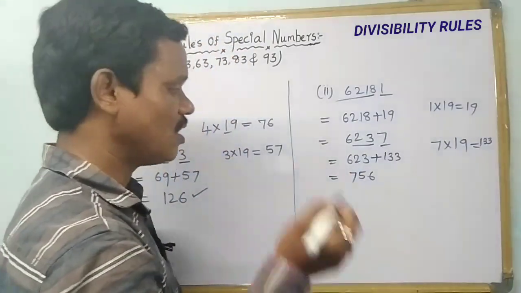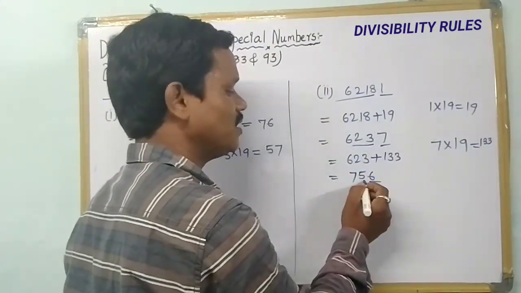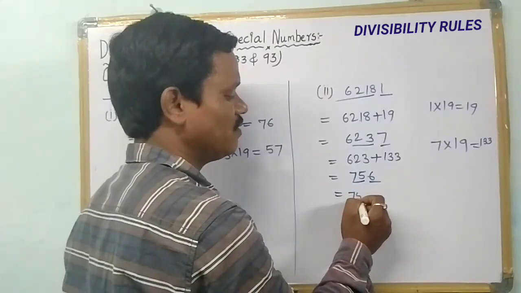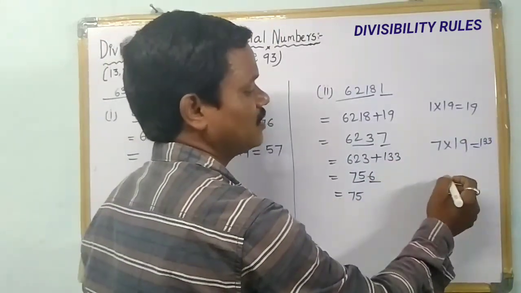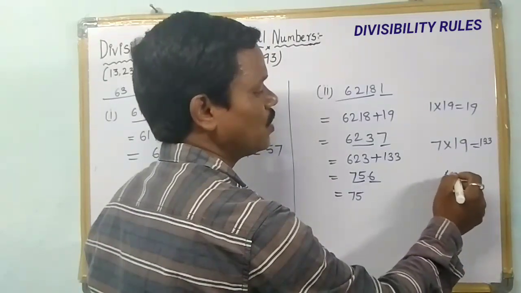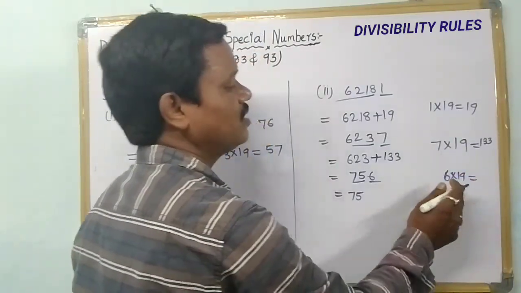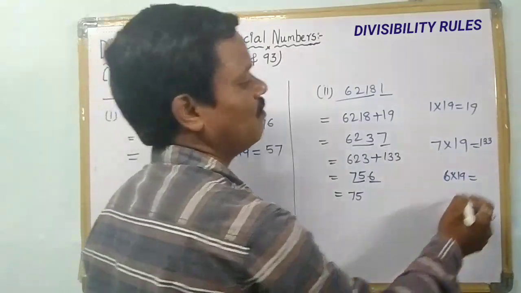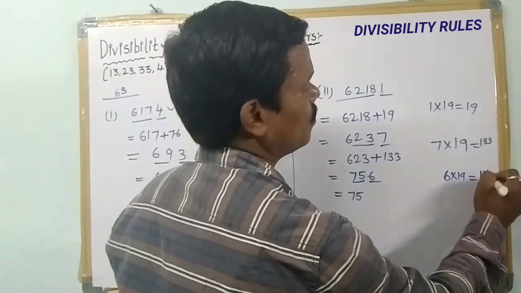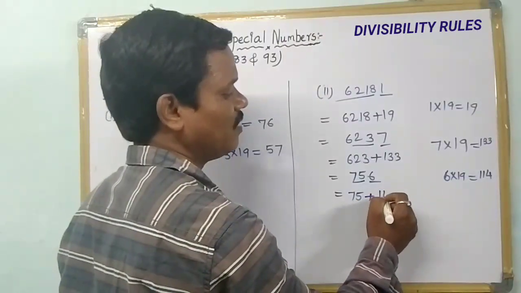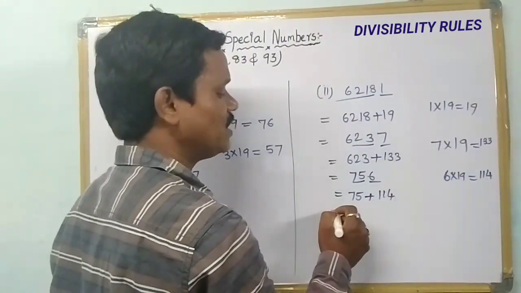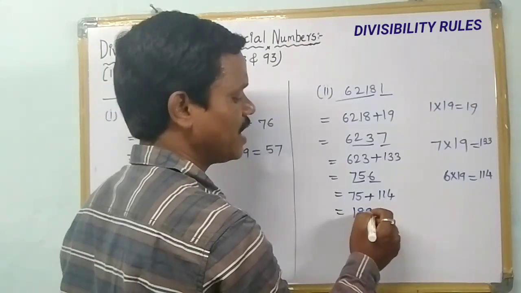756. Now divide it into two parts. First part, second part. Write the second part as it is. Multiply this 6 by 19. 6 times 19 is 60 plus 54, 114. Now add 114 to 75. 114 plus 75 is 189.